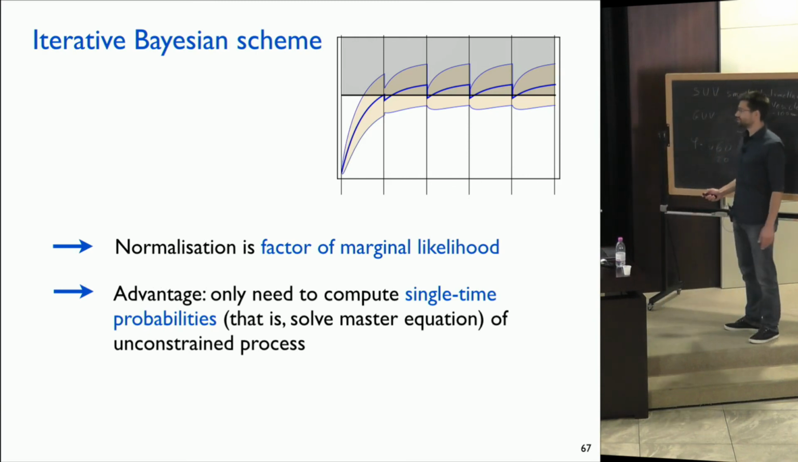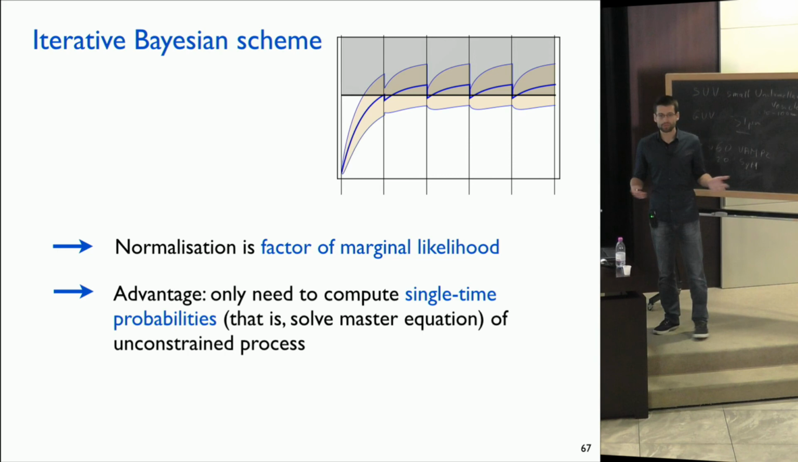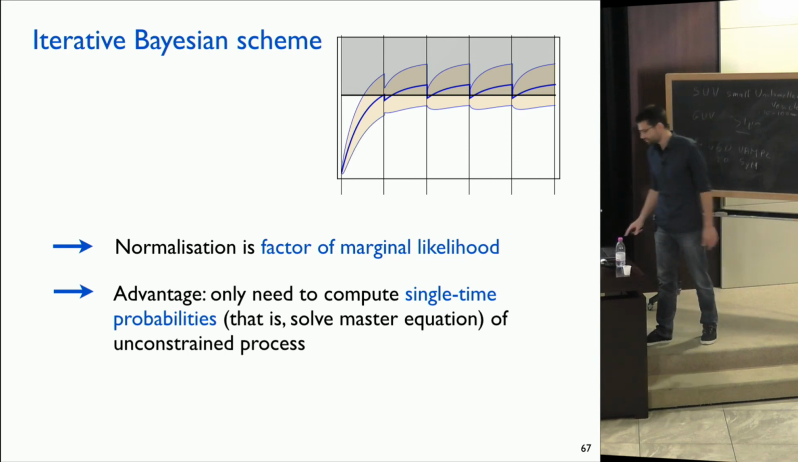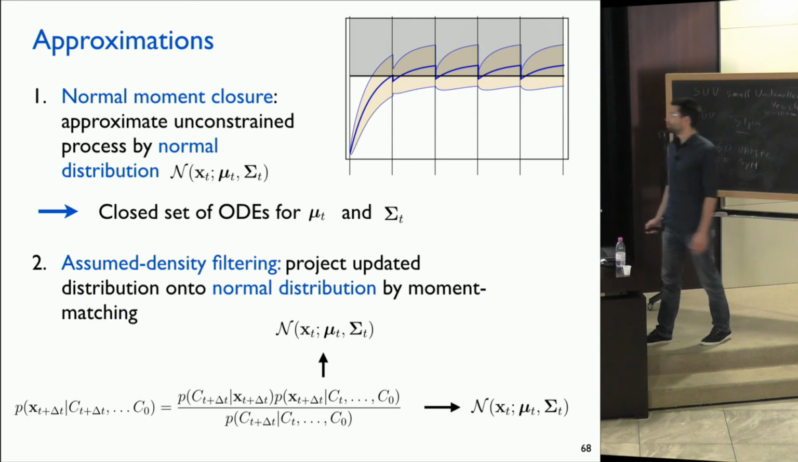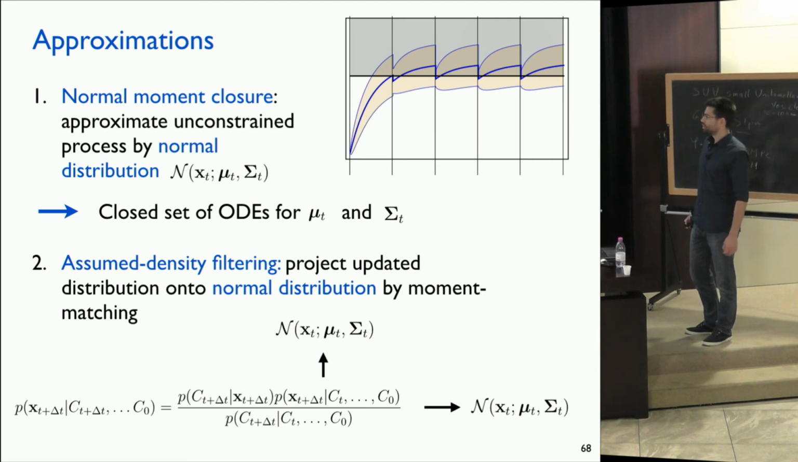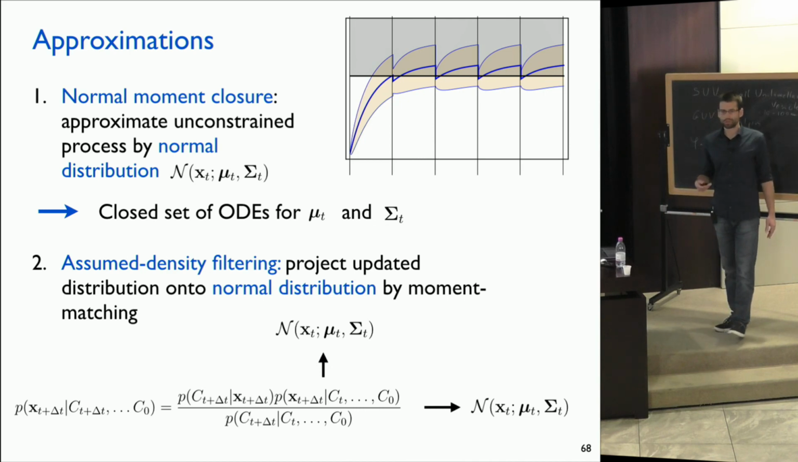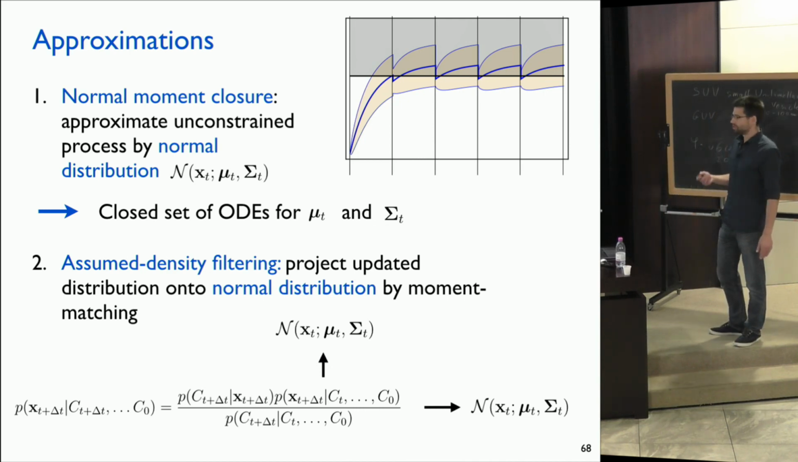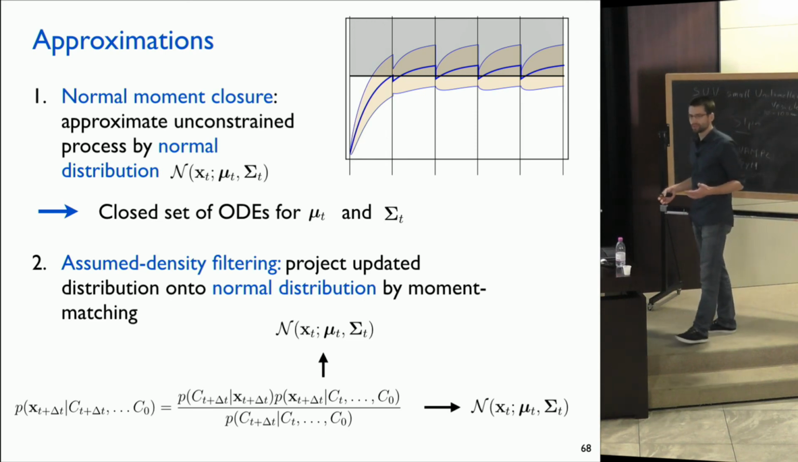And as already said, the advantage is that now we basically have to solve the unconstrained process between time points, so the free master equation, which in particular means we can apply all sorts of approximations that have been developed for the master equation. And that's what we do. We use what is called the normal moment closure to approximate the unconstrained process, which assumes that the multi-time distribution of the process can be written as a multivariate normal distribution with a mean vector and covariance matrix. By using this ansatz in the master equation, one can derive ordinary differential equations for the mean vector and covariance matrix, which can be solved very efficiently numerically.